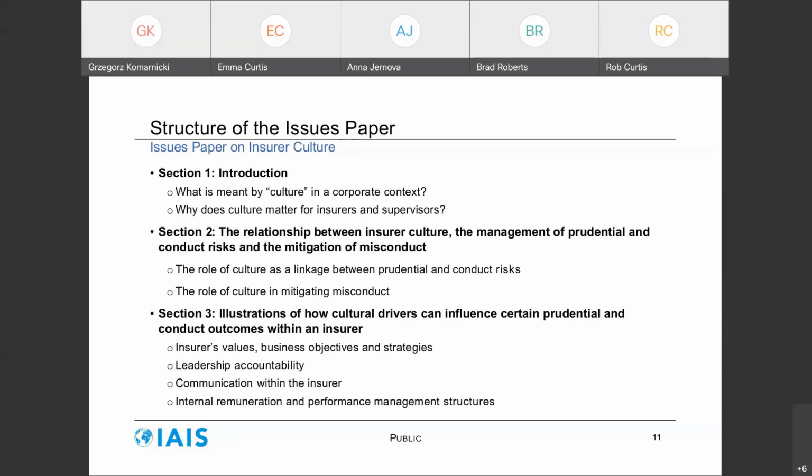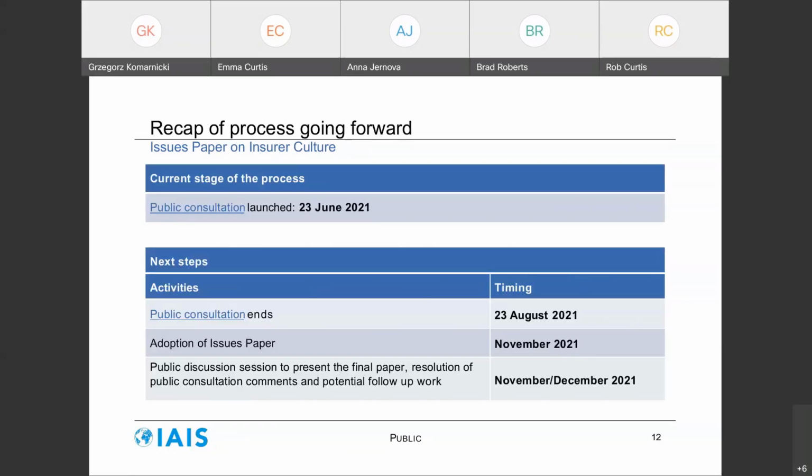In this context, it is beneficial for both supervisors and insurers to understand how those organizational elements can influence an insurer's culture, reinforcing behaviors and practices that either increase or decrease the risk of occurrence of widespread misconduct. And on this slide, you can see the list of cultural drivers which are described in more detail in the paper. These are the insurer's values, business objectives and strategies, leadership accountability, communication within the insurer, and internal remuneration and performance management structures.